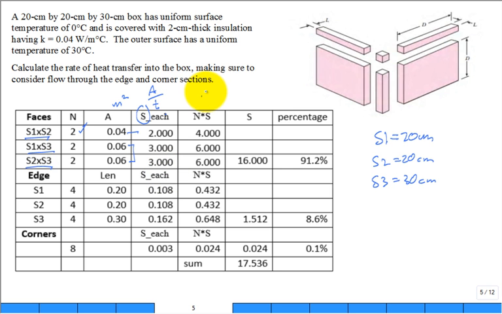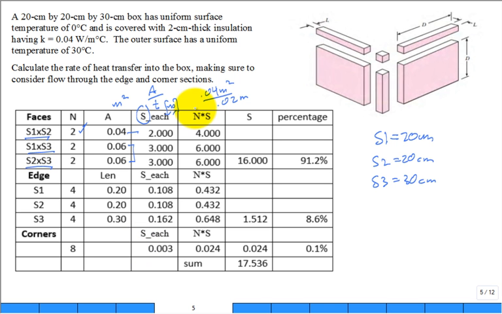So look at 0.04 meters squared divided by 0.02 meter. Does that give me 2, with the units of each S being meters? Yes or no? All right. I think the table helps us avoid a trivial error.